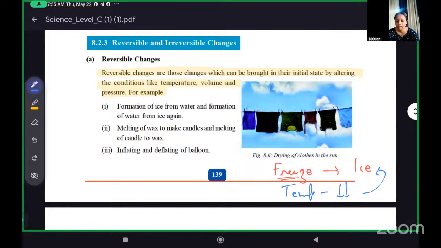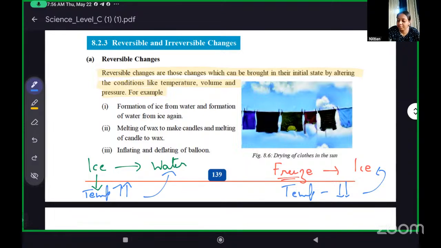Similarly, when we need water from ice, what do we do? We melt the ice. So this is an increase in temperature. When the temperature is increased, we obtain water from ice. It can be room temperature, it can be by heating. That is why it is a reversible change. We know that it can be reversed by altering the conditions like temperature, volume, pressure, and then it goes back to its original state. That means that it is a reversible change.